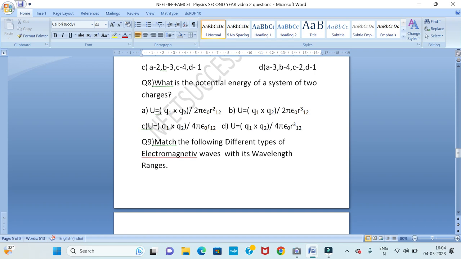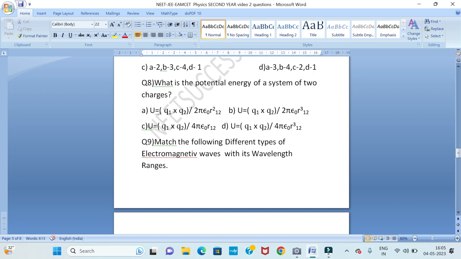So the answer is C. U is equal to Q1 into Q2 by 4 pi epsilon R12. Here Q1 Q2 multiplied by 4 pi epsilon, R12. 1 by 4 pi epsilon is equal to K. K value is 1 by 4 pi epsilon, or you can say K into Q1 into Q2 by R12. Simple formula. No squares, no cubes. Only simple R. Potential energy of a system of two charges.